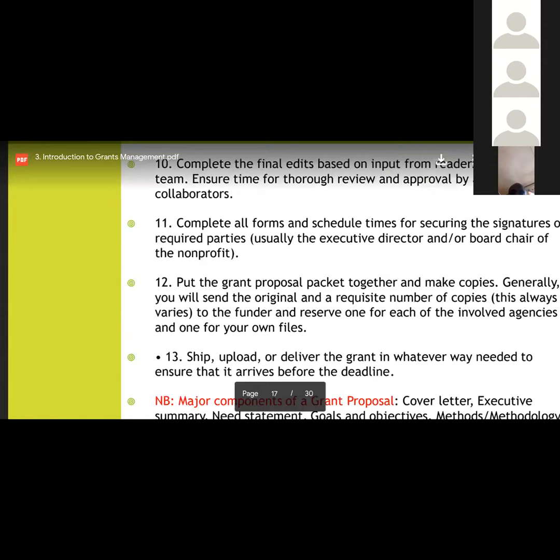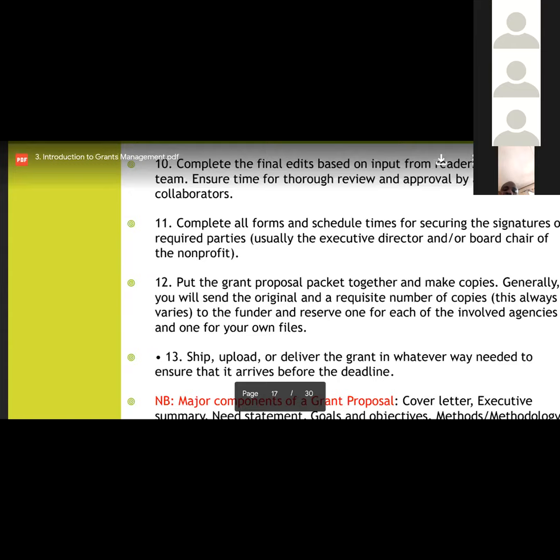Then again, also put the grant proposal packet together and make copies. A lot of people forget to do this. I've seen instances where people don't make copies of some of the documents that they were actually given. And something happens at the funding agency, when they are looking at your document, maybe something happens in their office that destroys their document. And so they ask you, because you submitted on time, is it possible to give us an exact copy of what you earlier submitted?